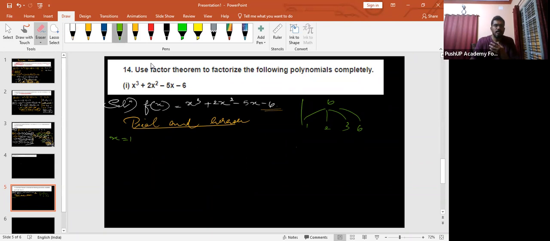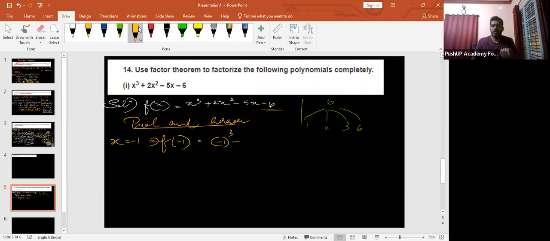Yes, sir. Yeah, so you need to check once again. Now I will take x is equal to minus 1. Let's see whether it is going to give me a 0. F of minus 1 is equal to minus 1 cube plus 2 into minus 1 square minus 5 into minus 1 minus 6.